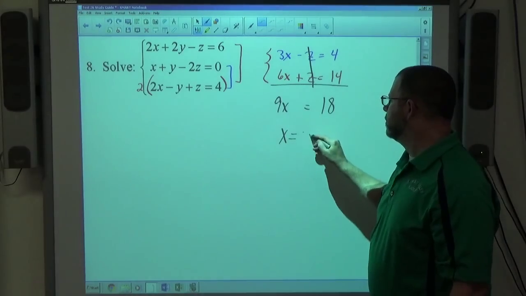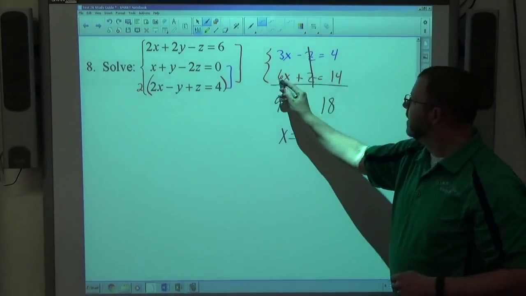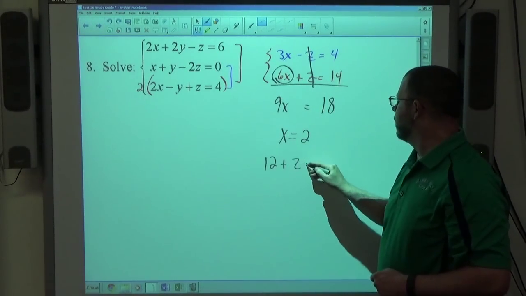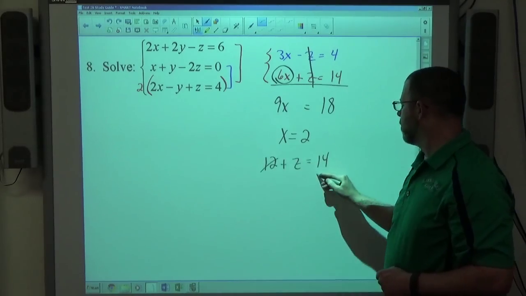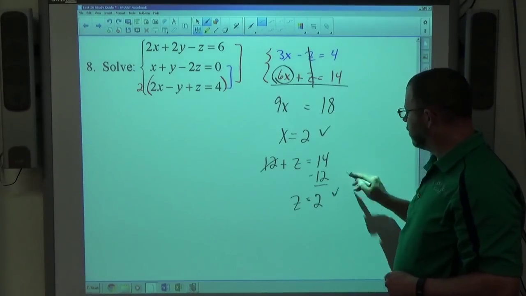So x equals 2. Once I know what x equals, if I go back to the red equation, 6x is going to be 12. 2 times 6, plus z we don't know yet is equal to 14. Move the 12 over here, we're going to get z is equal to 2. So I get x equals 2, z equals 2.